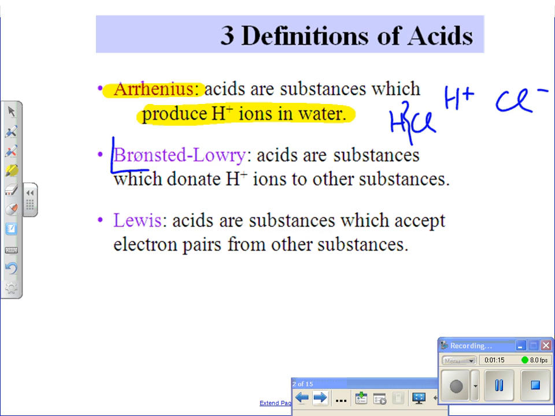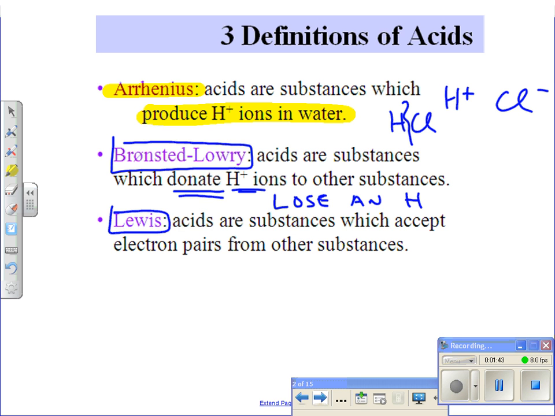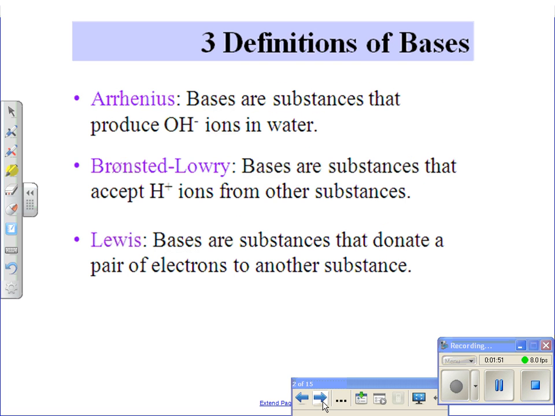The one we use most often in AP is Bronsted-Lowry. Bronsted-Lowry acids are substances that donate H+ ions. Really what it means, and this is the key thing, is they lose an H. So going from left to right in a Bronsted-Lowry acid-base reaction, it's going to lose one single H. The last definition of acids, there are 3 kinds really in chemistry, is the Lewis definition. We don't use the Lewis too often. It's something that accepts an electron pair, but we'll deal with that later. I'm not going to really get into it too much now.